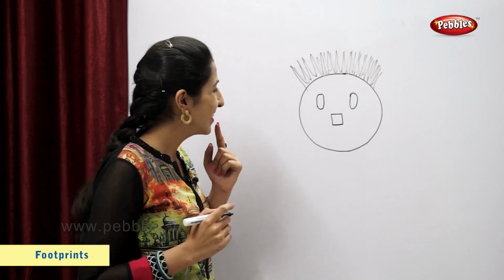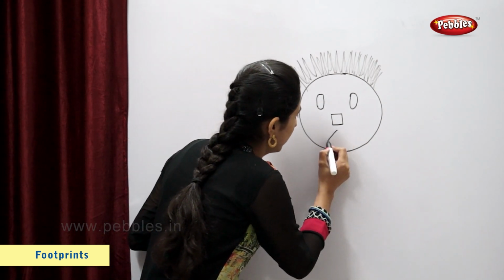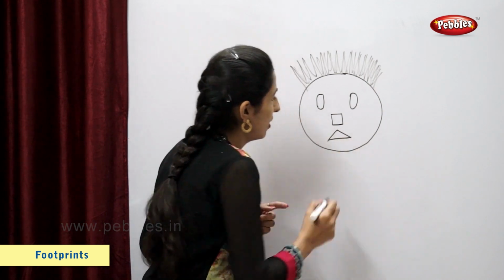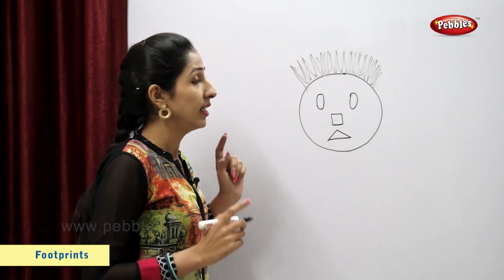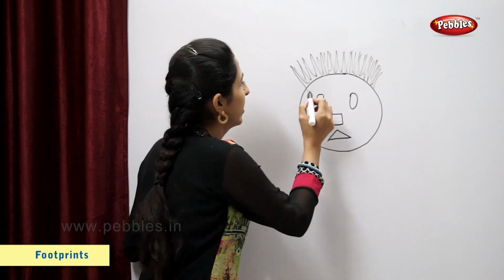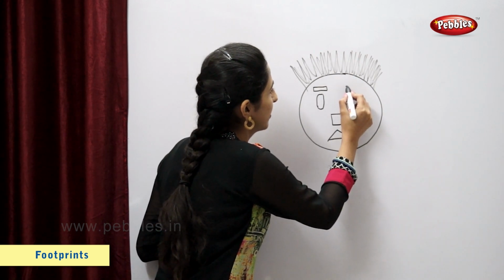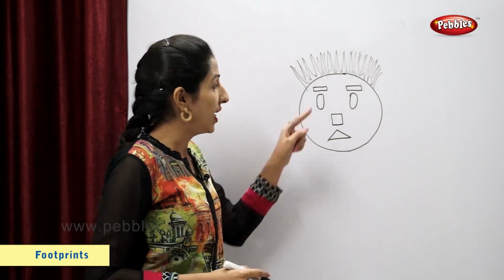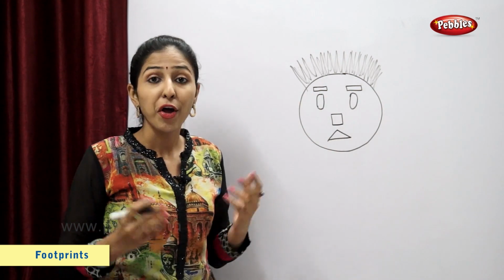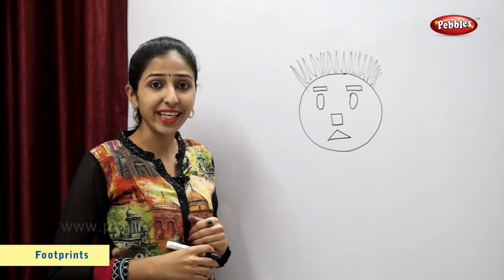Mouth. Mouth is also remaining. So let's make the mouth. A triangular mouth. Now let's make eyebrows. Rectangular eyebrows. So, we have completed this face using only basic shapes. Students, there is some homework for you. Draw 5 different cartoon faces in your drawing book using only the basic shapes.